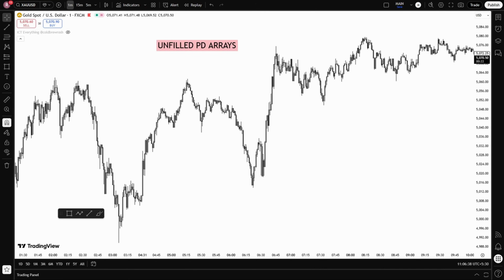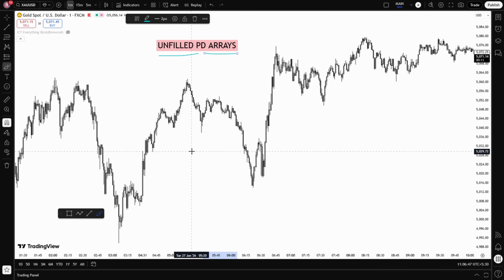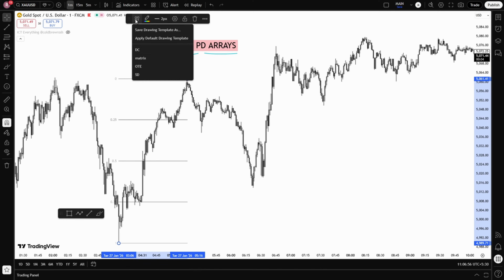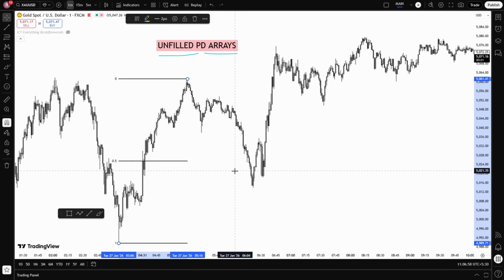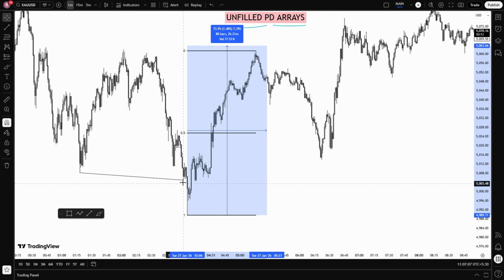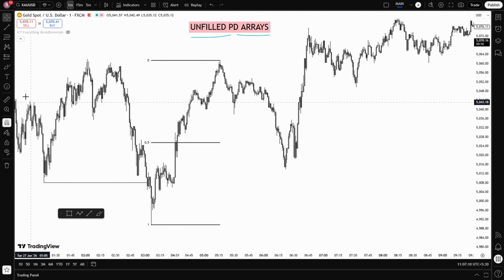So first of all, let me clearly explain what I actually mean by unfilled PD arrays, because a lot of people get confused at this point. Unfilled PD arrays are simply those PD arrays in a given range that price has not filled, rebalanced, or tapped into after they were formed. When I say the initial stage, I am specifically talking about the phase right after a liquidity sweep, or from the point where a new trend actually starts.